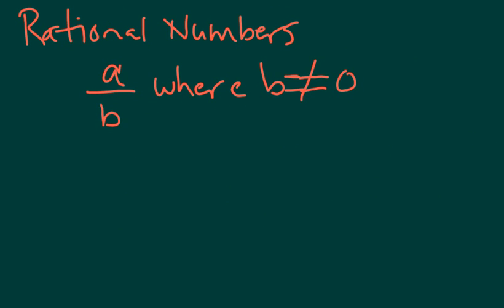A number is rational if it can be written in a fraction, a over b, where b is not equal to 0. So, let's ask some questions. Is 5 a rational number? Can I write it as 5 over 1? Yes, so it's rational. Is -7 a rational number? Yes, because it can be written -7 over 1.